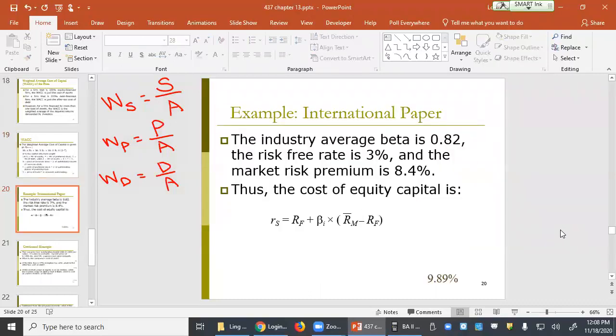The company's average beta is 0.82. This is our beta. When the beta is given to us, it should be a good indication that we need to use the CAPM equation here, especially with the risk-free rate. That's one other major component of the CAPM equation, right? That's the RF. Market risk premium, 8.4%. I'm going to use the initials, market risk premium. And equation-wise, it is this term in the parentheses.